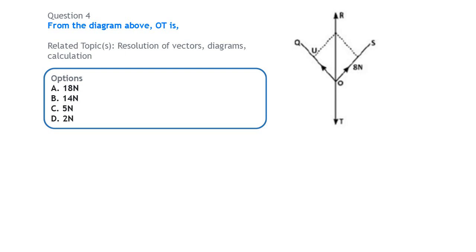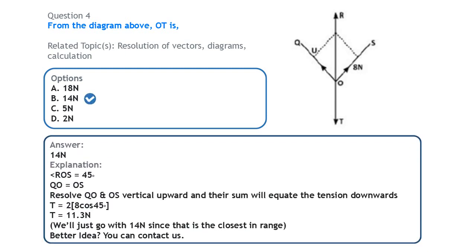This is directed upward, while this OT, the tension here or the weight of the body, as the case may be, is directed downward. So this OT will be equal to OR. Alright, so to do this now, ROS is 8 Newton.